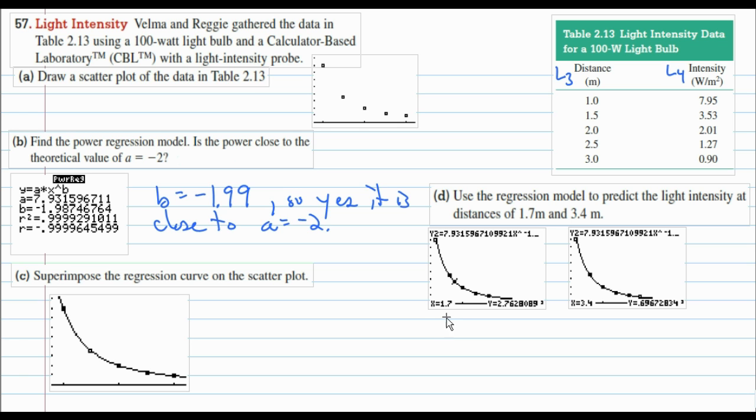So at 1.7 meters, the light has an intensity of 2.76 watts per meter squared. And then at 3.4 meters away, the light has an intensity of looks like 70 watts per meter squared. In other words, what that's measuring is watts per meter squared. Watts are the intensity of a light bulb, and they're looking at how much light is hitting a square meter of material.